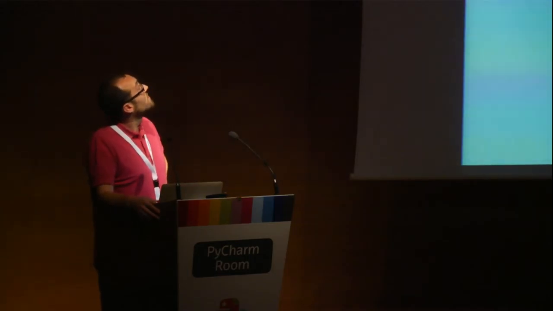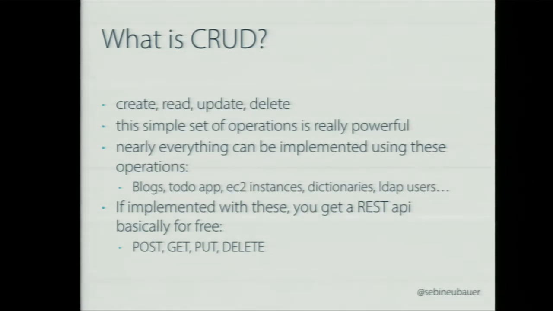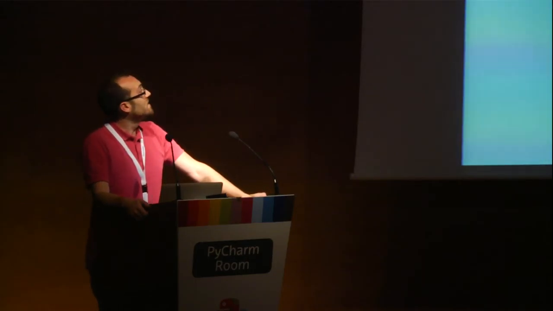What is CRUD, or C-R-U-D? It's trivial. It's just create, read, update, delete. It's a simple set of operations, but as we will see in the talk, these are really powerful operations. Now this is a hypothesis of mine: nearly everything can be implemented using these operations. For example, think of a blog. You can create a blog post, read it, update it, delete it. A to-do app, or EC2 instances, you can create, you can delete. Dictionaries in Python, you can create an item, delete an item, or an LDAP user. Everything you can think of can be expressed somehow in these terms: create, read, update, delete.